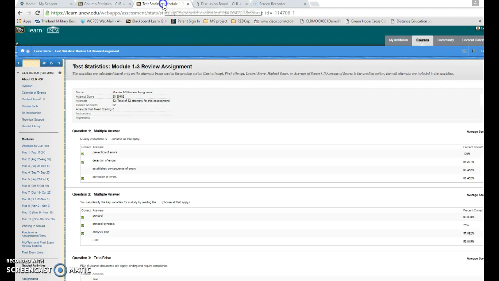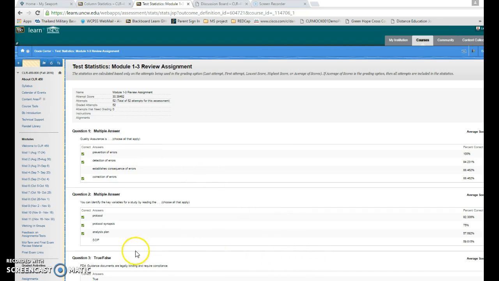So what did we look at on this test? The first question related to quality assurance, and one of the things that quality assurance does is prevention of errors, detection of errors, and correction of errors, not necessarily establishing the consequence. So I wanted to make sure you understood that quality assurance is there to make sure that we understand why things happen, how to correct them, and how to prevent them in the future.